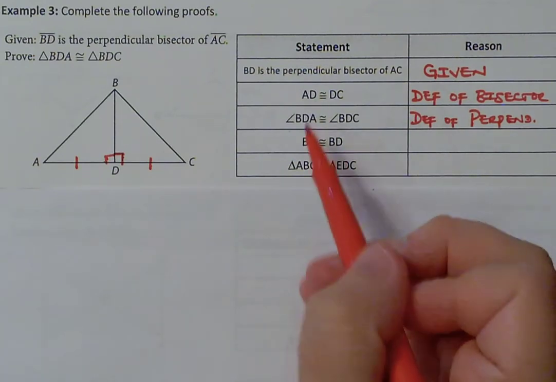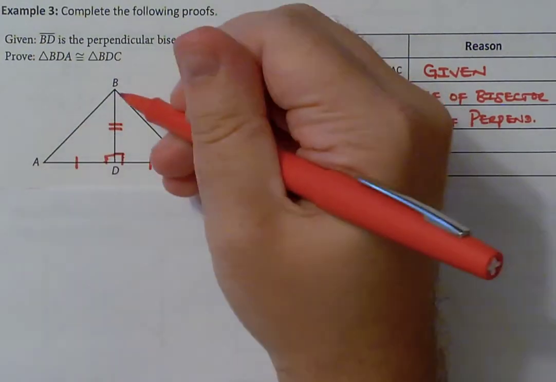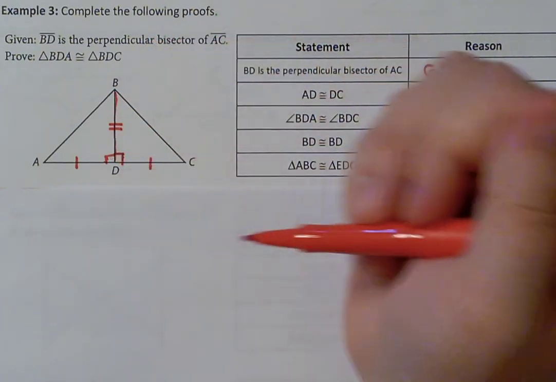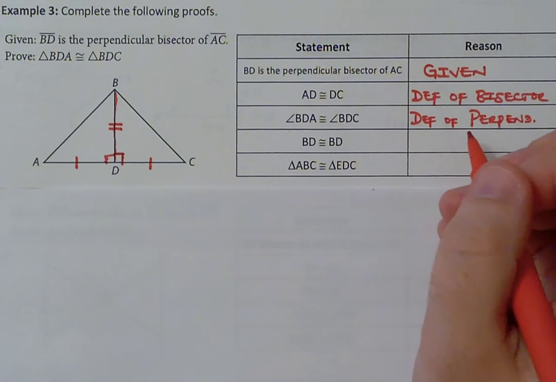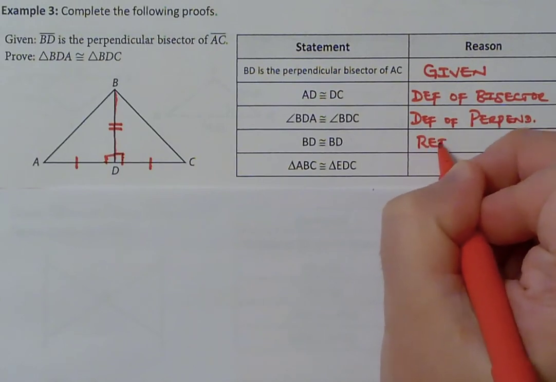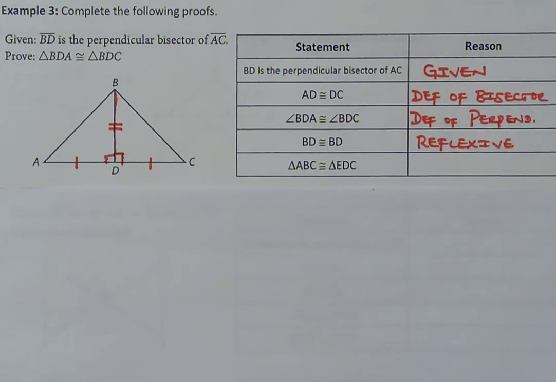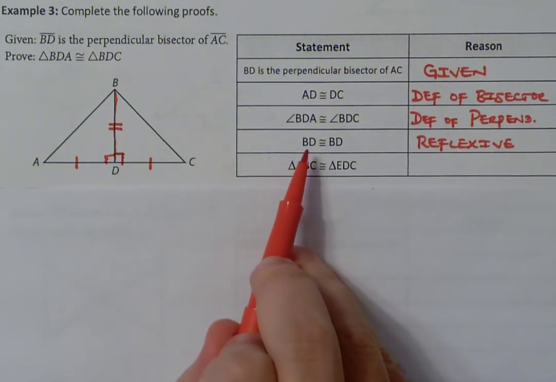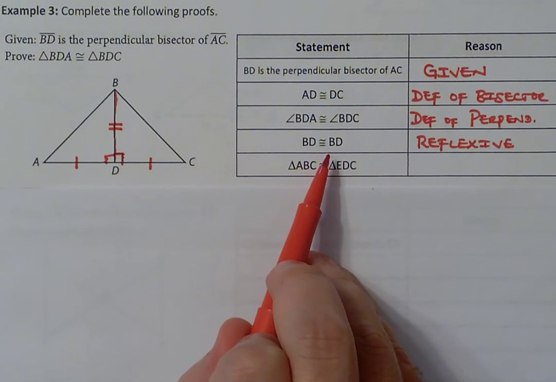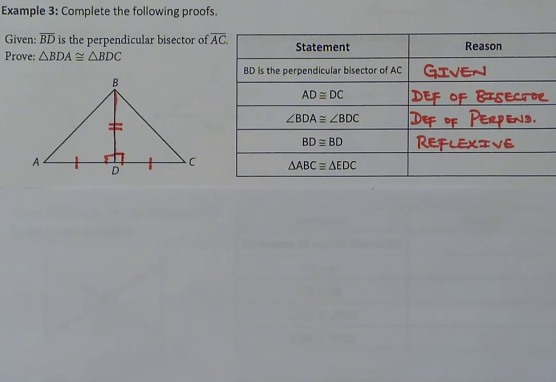And then lastly, for BD being congruent to BD, I know that this segment is congruent to itself because they share the side, and whenever we're saying something is congruent to itself, we use the reflexive property as our reason. Again, anytime that you say something is congruent to itself, whether it's an angle measure or a side length, anytime you see BD is congruent to BD, A is congruent to A, BC to BC, whatever it may be, you use the reflexive property.